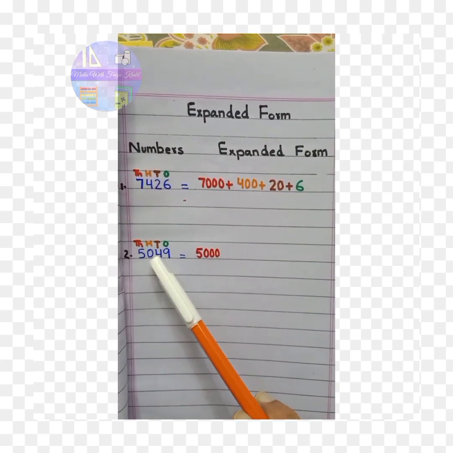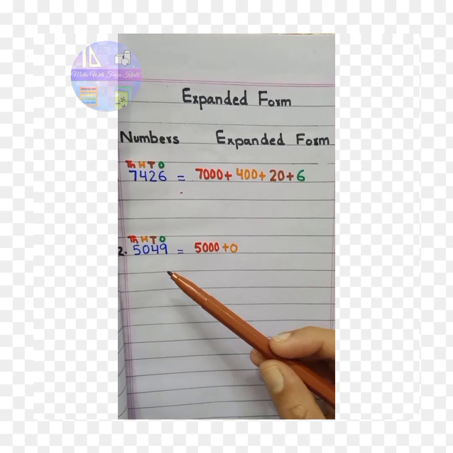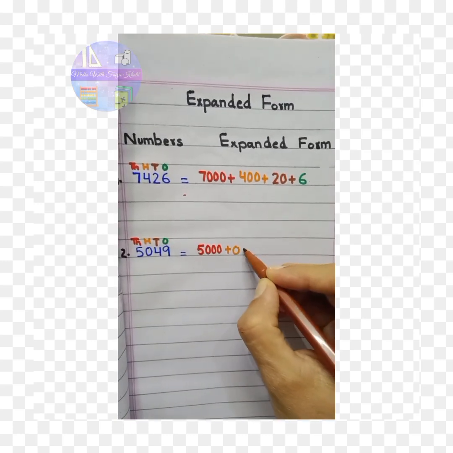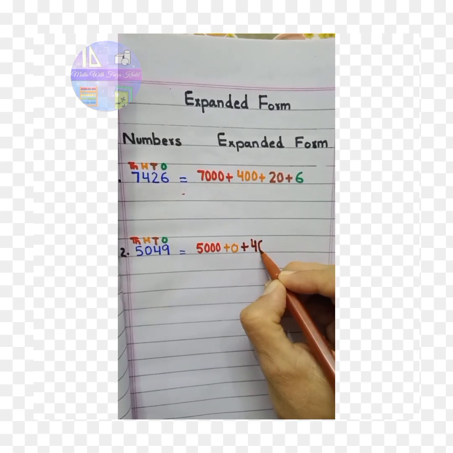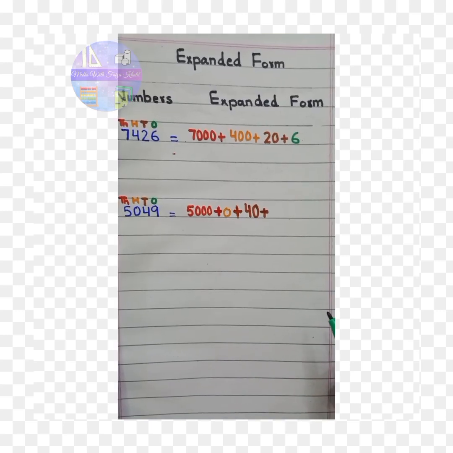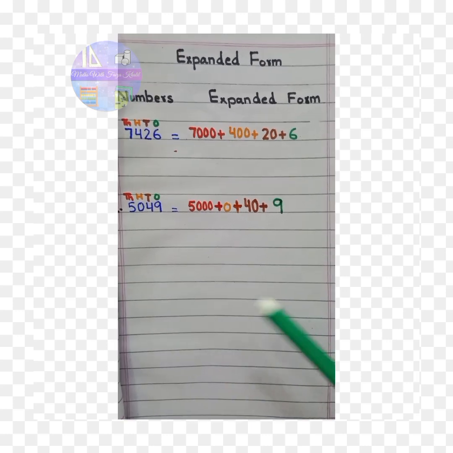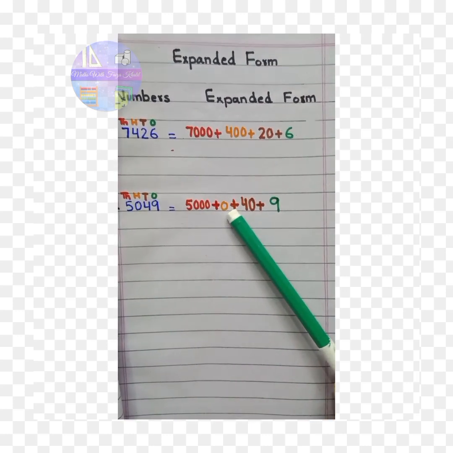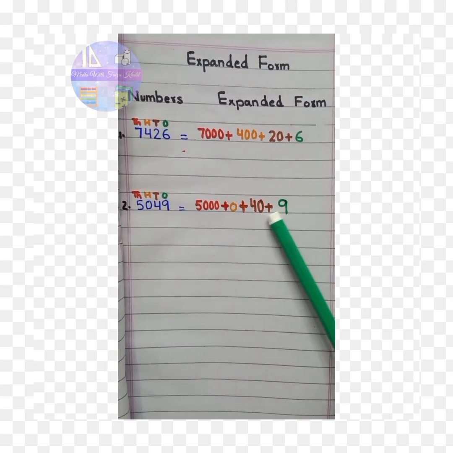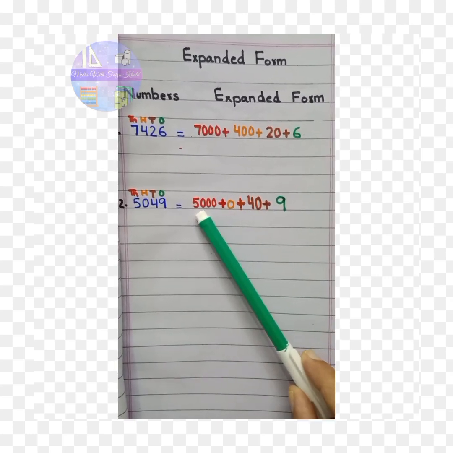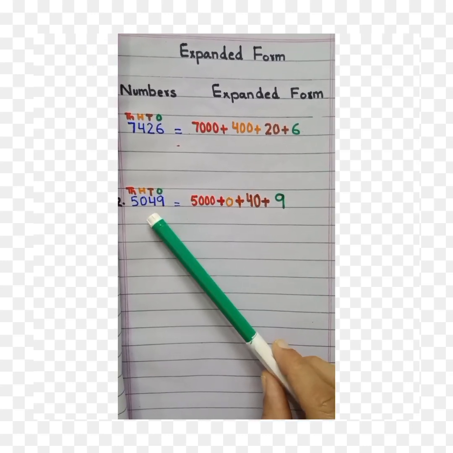0, as there is 0 at hundreds place, plus 40, plus 9. 5000 plus 0 plus 40 plus 9 is the expanded form. If we sum it up, it will be 5049.